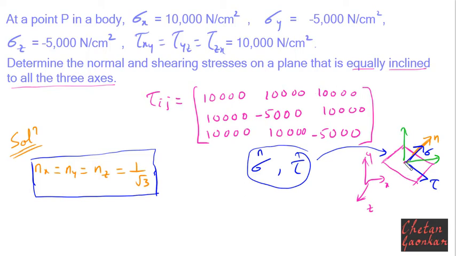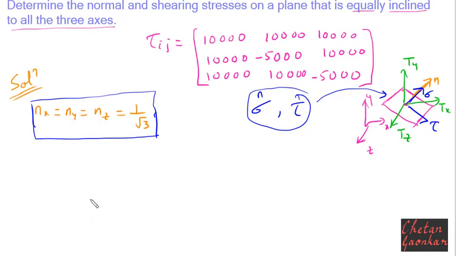So basically we need to find what Tx, Ty, and Tz are, and we know that we can easily find these by using Cauchy stress equations. So Tx on the n plane, by using the Cauchy stress equation, we know that it is sigma x nx plus tau xy ny plus tau xz nz. This is what we know from the Cauchy stress equation.